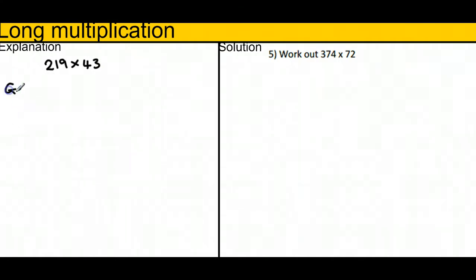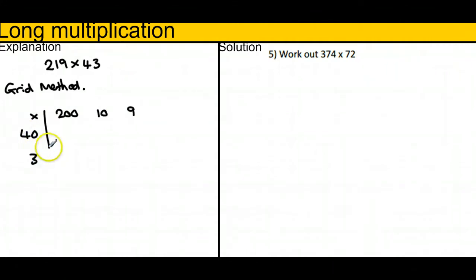I'm going to start off with a grid method. So I'm going to take the component parts of our multiplication, which involves 200, 10 and 9 being multiplied by 40 and 3. So split the numbers up into all the different calculations.